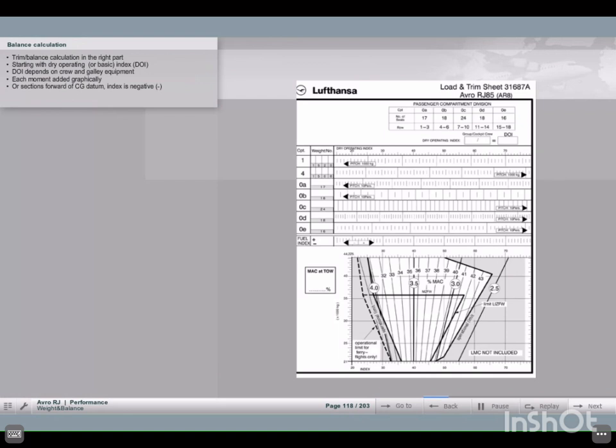The right part of the sheet is for trim or balance calculation. It starts with the dry operating or basic index, which depends on galley equipment, number of crew members, etc. Thereafter, each moment is added graphically in the respective row. If the loaded section lays in front of the CG datum, such as load compartment 1 or passenger sections OA or OB, the index is negative.